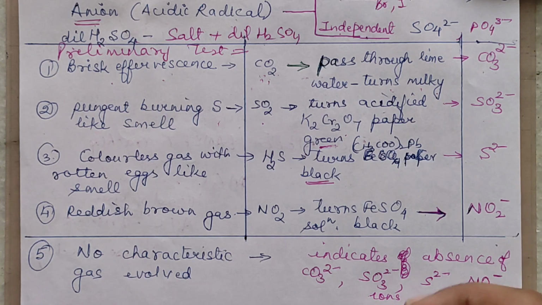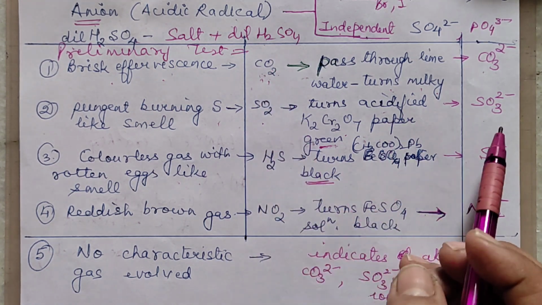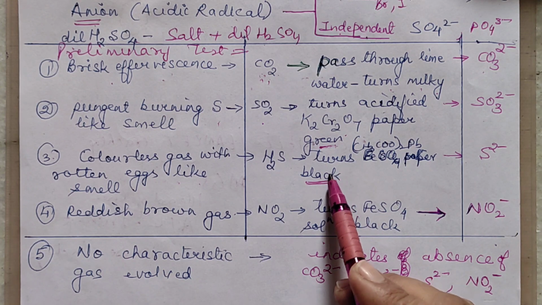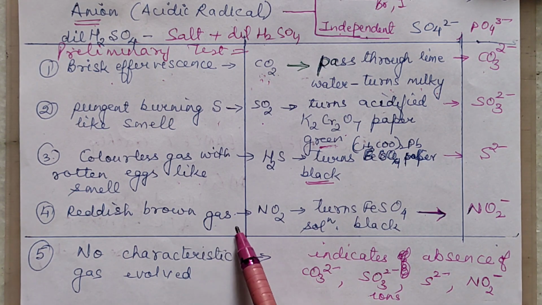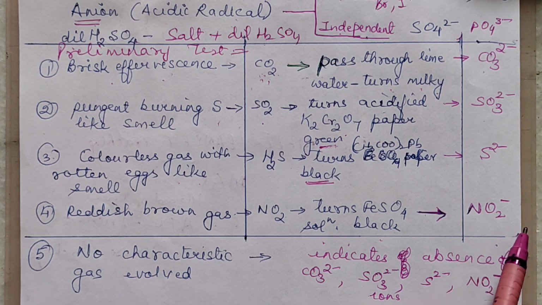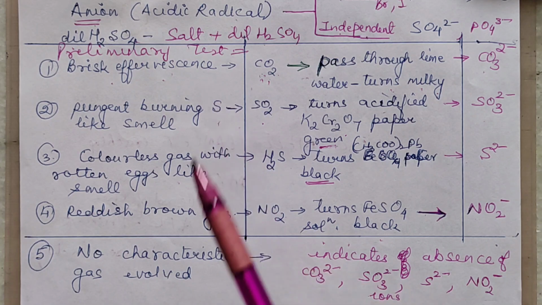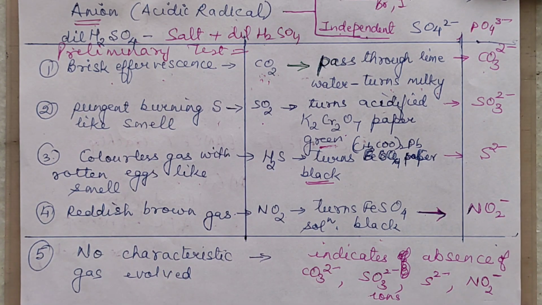You will not get all the tests. When you take salt with dilute sulfuric acid, if it is carbonate you will get one test, if it is sulfite you will get another, and if it is sulfide you will get another. If not sulfide, you may get a reddish brown gas, NO2, which will turn the ferrous sulfate solution black. Then it is nitrite. But if you do not get any reaction with dilute sulfuric acid, it indicates the absence of carbonate, sulfite, sulfide and nitrite ions. You have to write it down like this. Is this point clear?